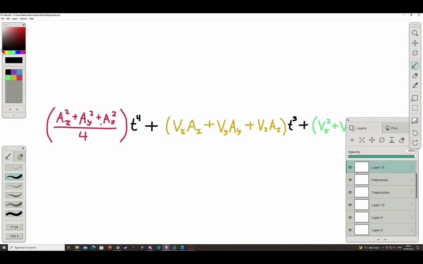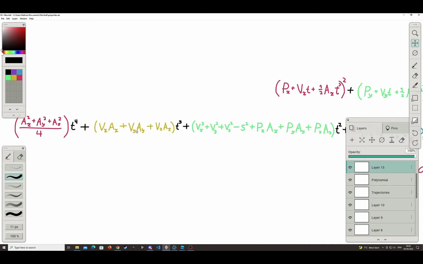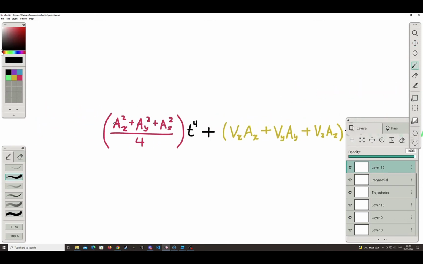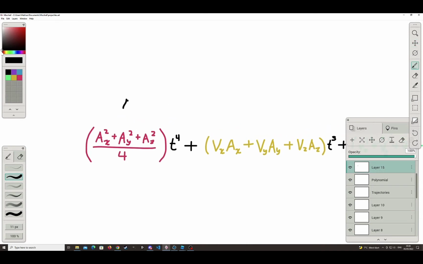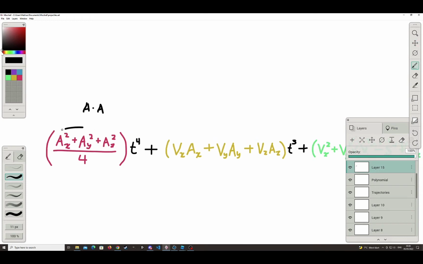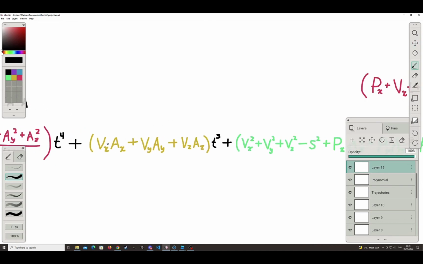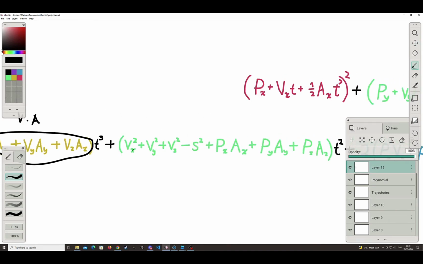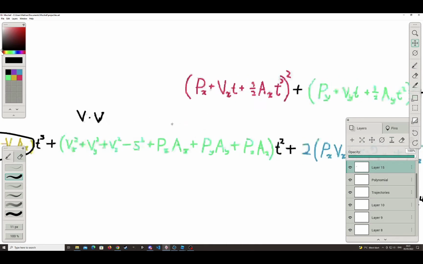So actually, we already know all of these variables. And what's also nice about these coefficients is if you look at this, it's just the dot product. If A is a vector, this is just equivalent to A dot A, this bit right here. And this is equivalent to V dot A, right? And here is V dot V. And in fact, all of these are dot products.